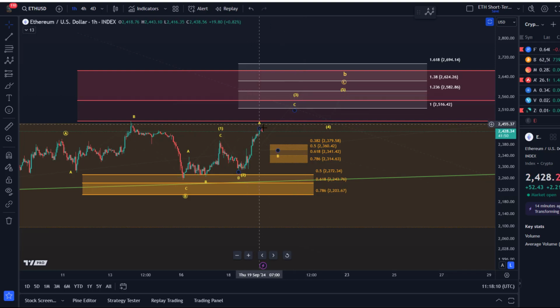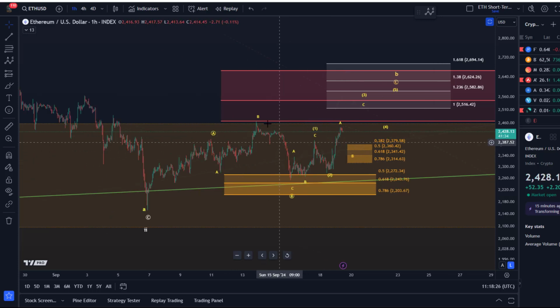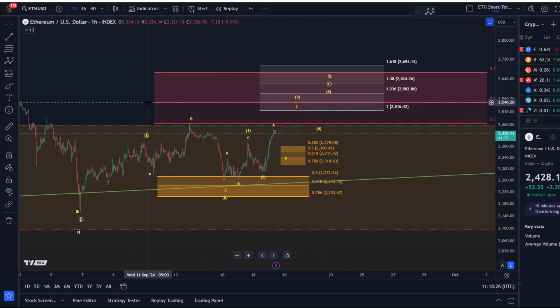If we get a B wave pullback, it shouldn't break below $2,314. That's the 78.6 retracement of the current third wave. That means I expect the third wave to be an ABC structure. It shouldn't break below 2,314. Any break below it would require a reinterpretation.